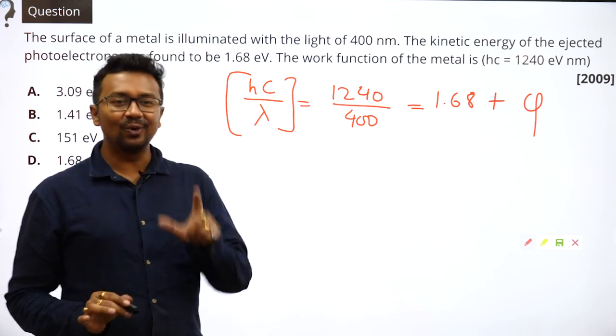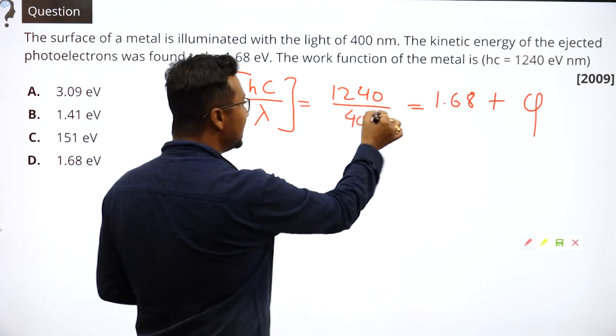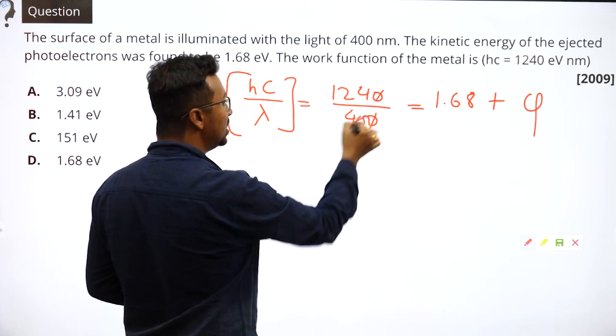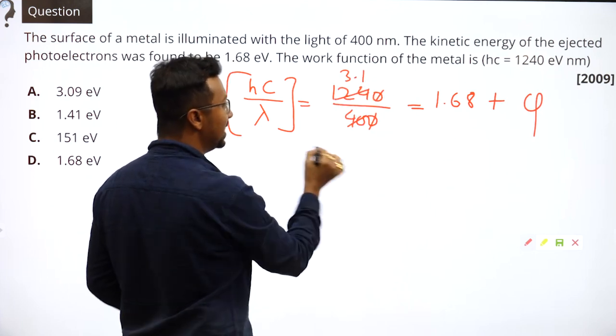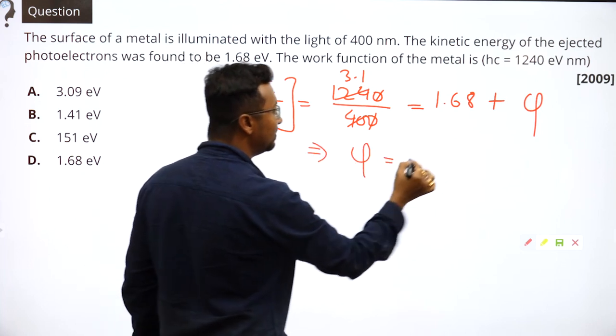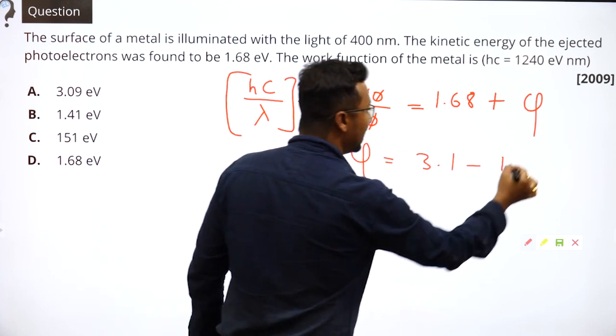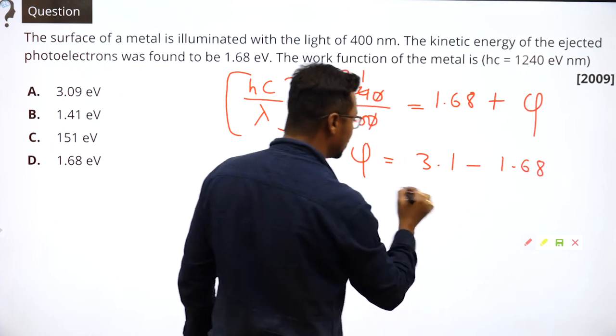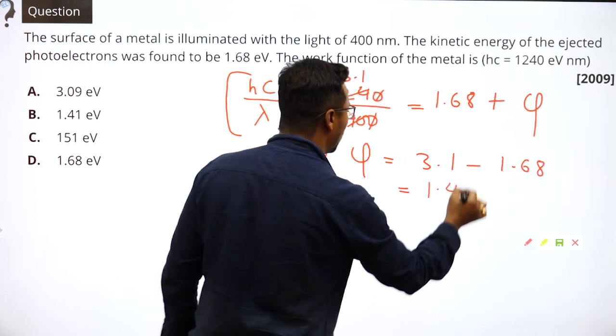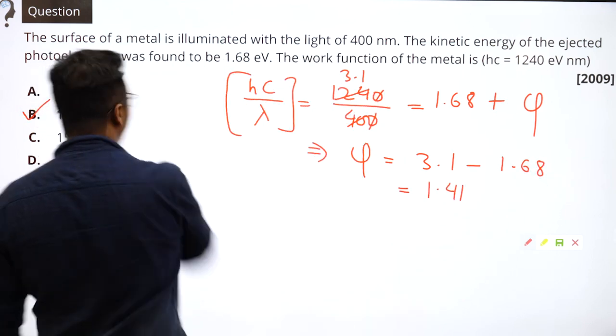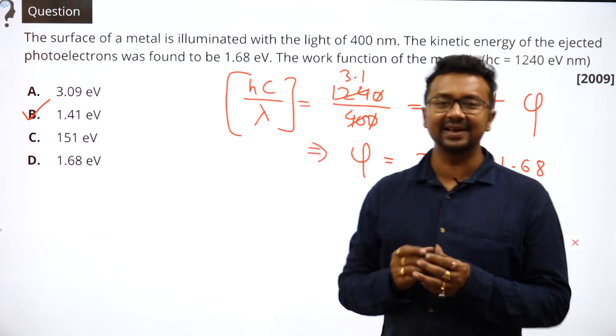Okay, so how do we get it? This will be approximately equal to 3.1, which tells me that phi will be 3.1 minus 1.68. So that should be approximately 1.41. All right, so option B is the correct answer.